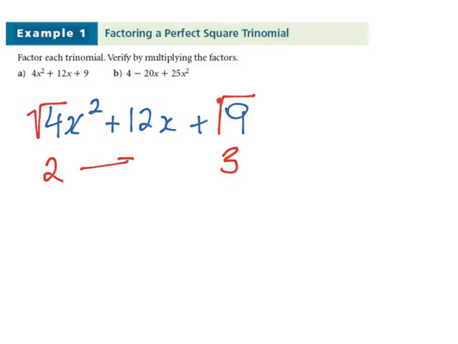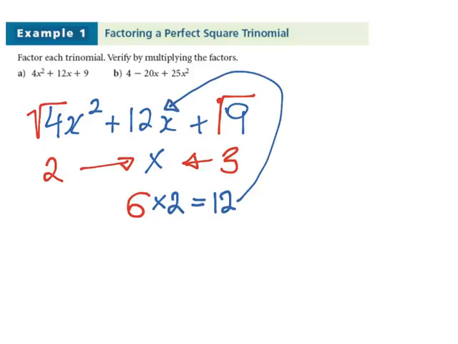Then we're going to multiply these square roots together, and what you're going to get is 6. 2 times 3 is 6. Now we're going to always double this 6, or multiply by 2. And do you get 12, the middle term? If we do, then this is a perfect square trinomial.